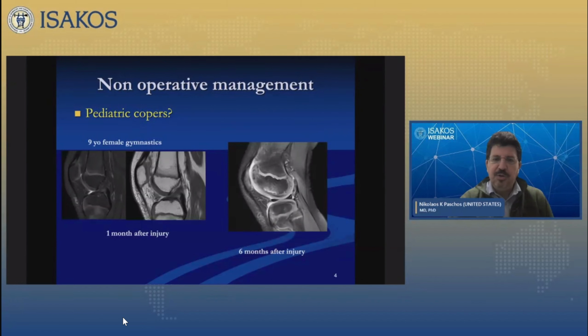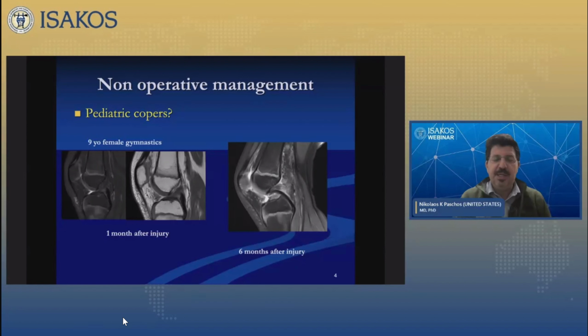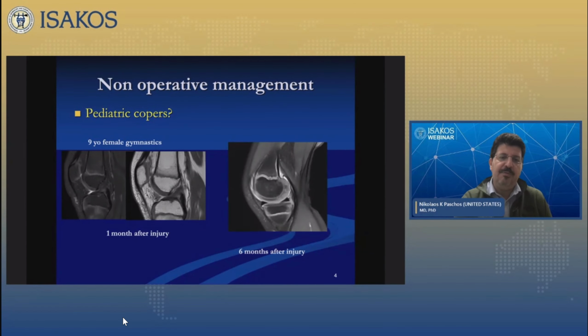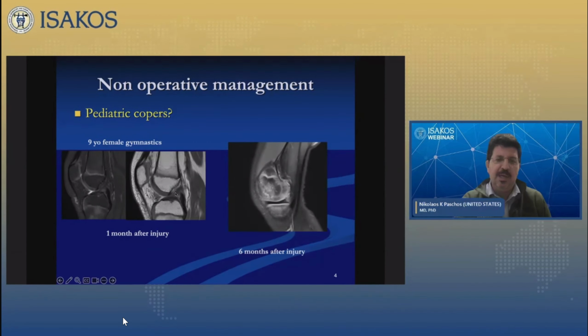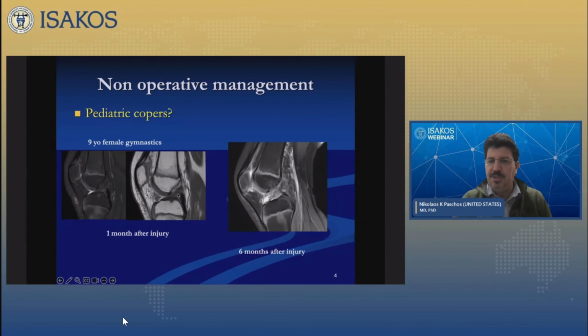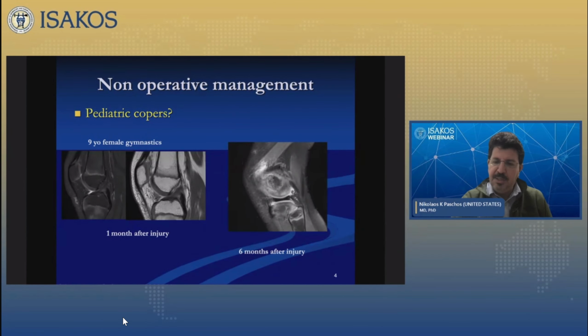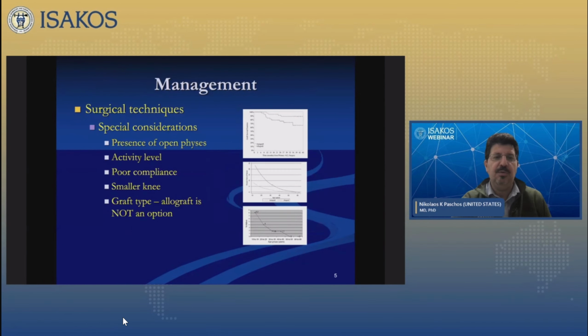Are there pediatric cases? This is a 9-year-old female gymnast, and everybody was saying that the ACL was okay, that it was just scarring on the PCL. This is 6 months later with meniscus injury and a completely torn ACL, so it's not going to go well.